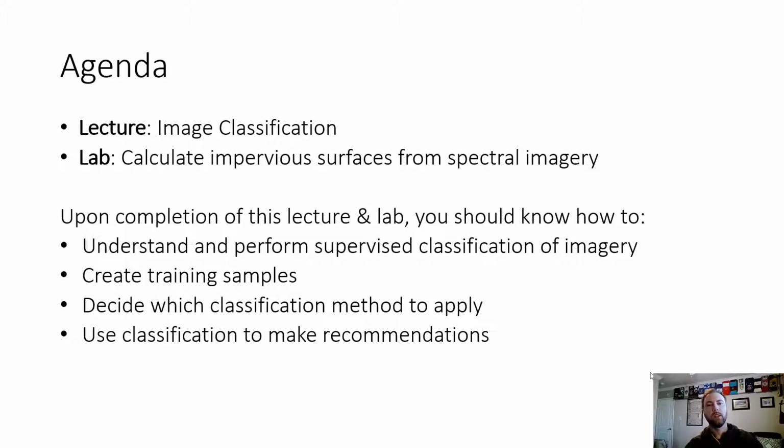Upon completion of this lecture and lab, you should know how to understand and perform supervised classification of imagery, create training samples, I'll explain what those are in a bit, decide which classification methods apply, and use classification to make recommendations. One of the points I always try to drive home in my classes is that raw data is just data. The goal of GIS is to convert data into information. Classification is one way to take raw data, do some sort of manipulation, and pull out information. In this case, the information is what percentage of a neighborhood is pervious to water.